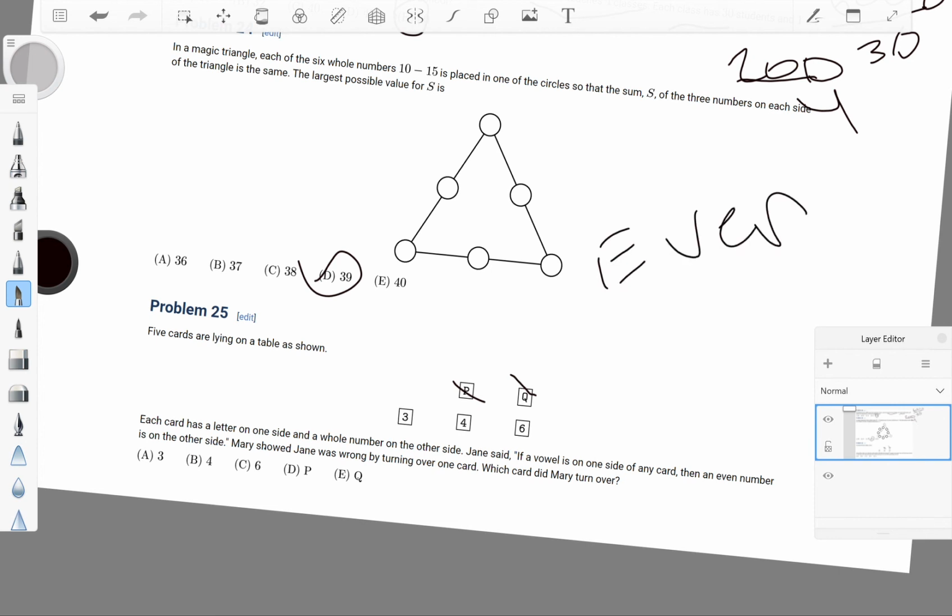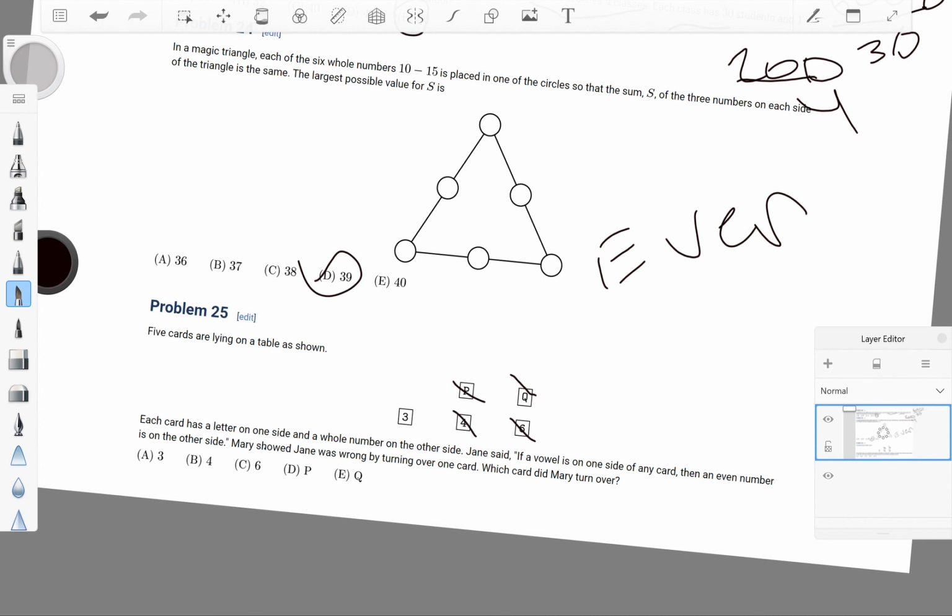right? Because it's not saying that if an even number is on one side, then a vowel is on the other, right? It's saying that if a vowel is on one side, then an even number is on the other. That doesn't mean that all even numbers have to have a vowel. That's saying that all vowels have to have an even number. Therefore, if we turn over 6 and we get a consonant, that doesn't tell us anything. Likewise with 4. However, 3 does make sense.